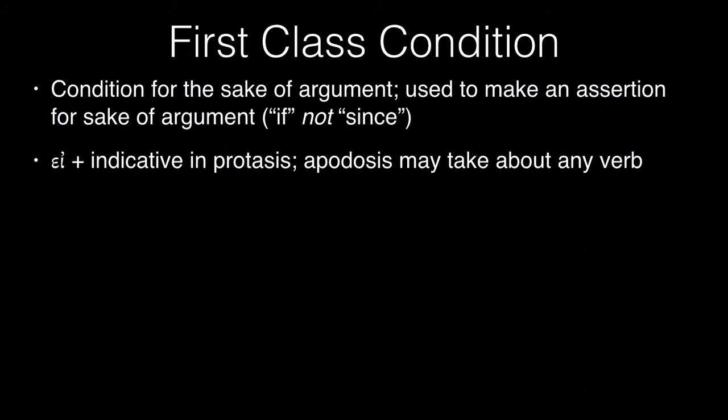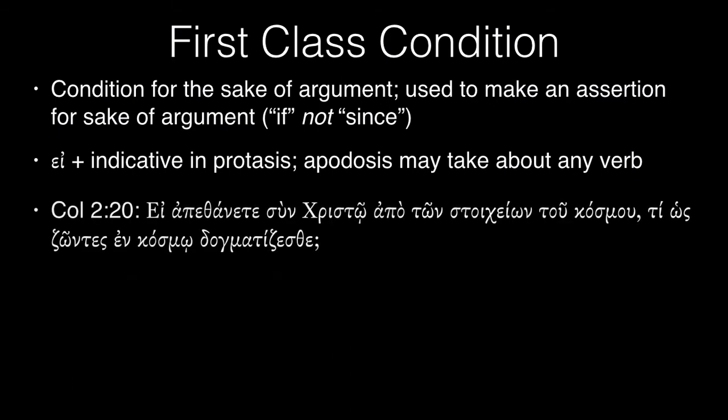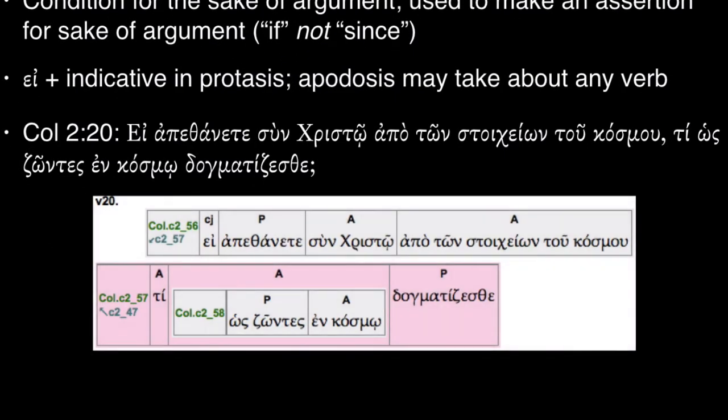So ei plus the indicative in the protasis. The apodosis can take just about any mood of verb or any tense form of verb. Let's look at an example. Here's an example of exactly what I was talking about a minute ago. This is from Colossians chapter 2, verse 20. And it reads, "Ei apethanete sun Christo apo ton stoicheion tou kosmou, ti hos zontes en kosmo dogmatizesthe?"